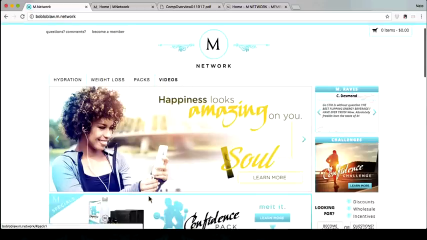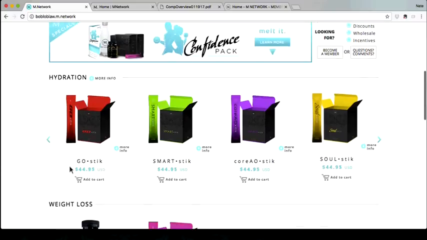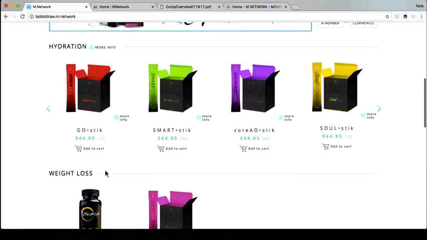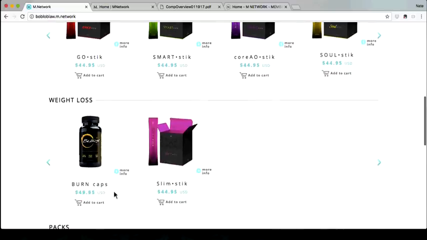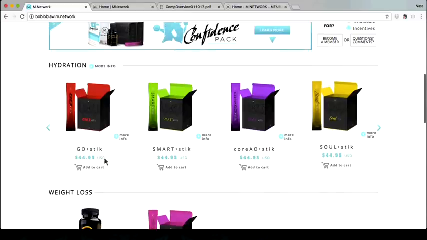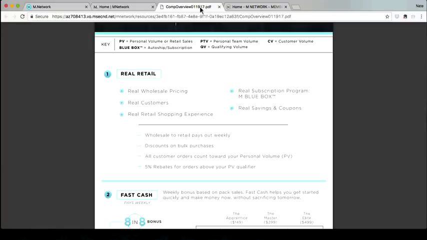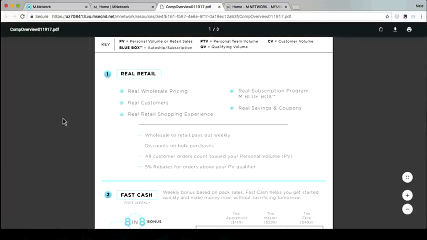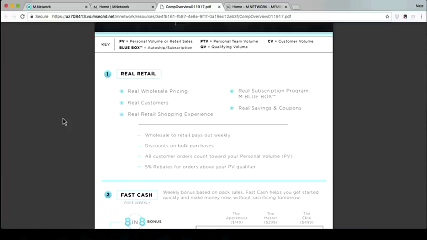Now, if you saw right here, most of our products are $44.95 retail, except for the burn caps, which are $49.95, and the wholesale on this is $39.95. That $5 difference we pay out directly to you, and we pay that out on a weekly basis. So sell a box this week, and you'll get paid out in the next week's commission run. 8 days later, you get paid out that retail to wholesale difference.